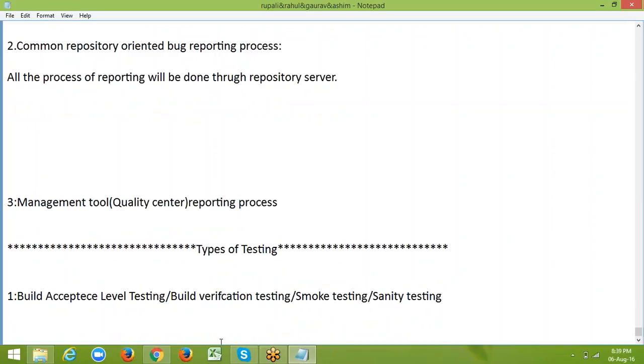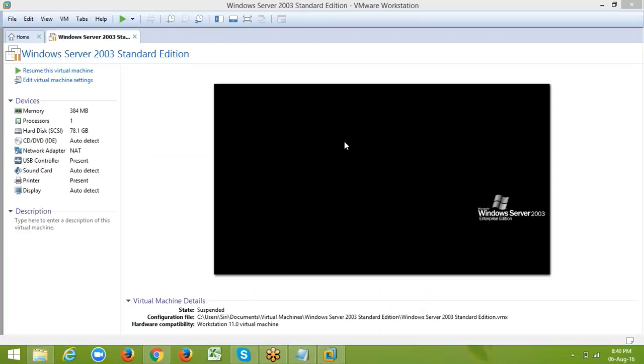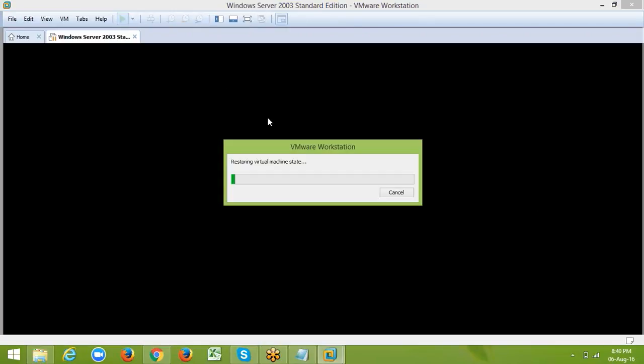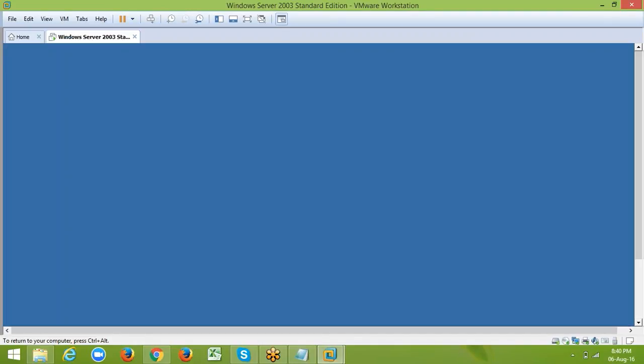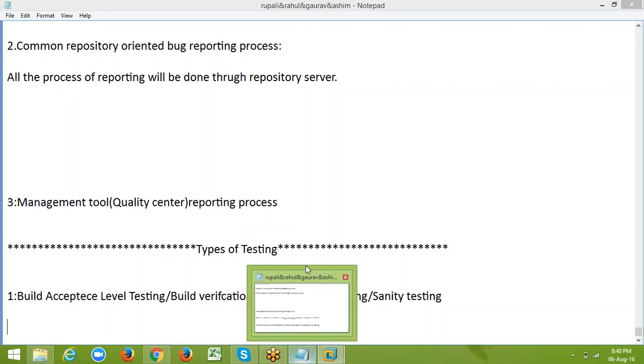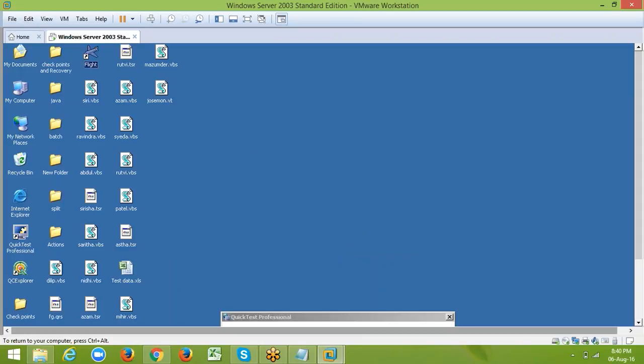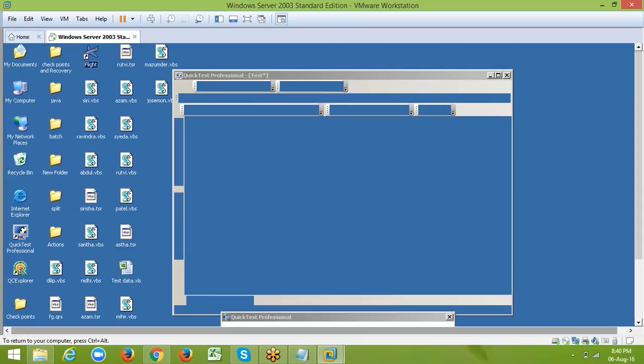Build acceptance level testing means, observe, when I am trying to open the application, if it opens without any issues, simply we accept it. Of course, there are some defects, but when I try to open the application, it opens, so simply we accept it. Whatever defects we have, we are going to test them out.